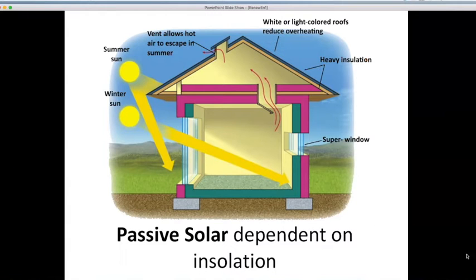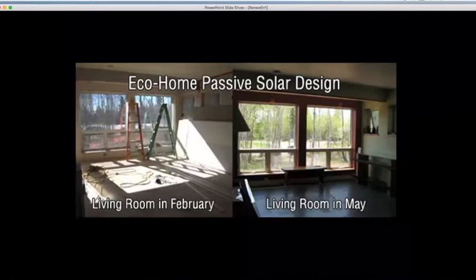So there's no solar panel. There's no extra technology. It's just using sunlight to heat up your house. Here's a real life example. You can see a home that gets way more light in the wintertime, and in the spring and summer, the sun rises in the sky, the trees bloom, and that shades and keeps the room cool.